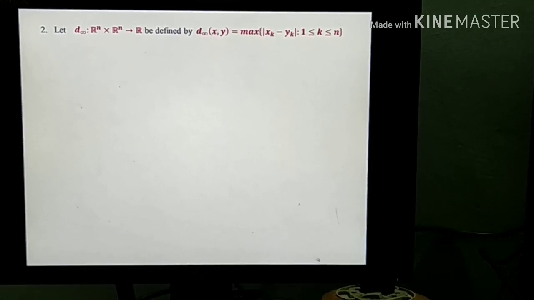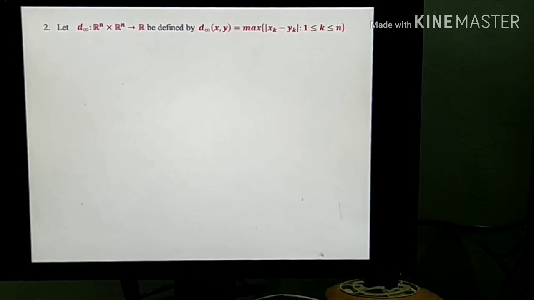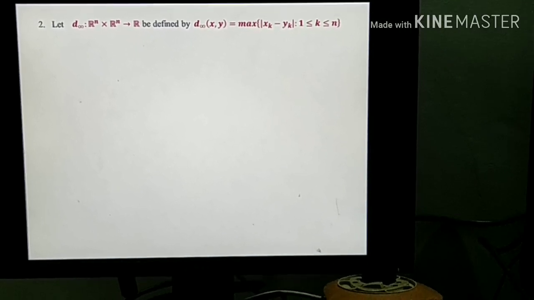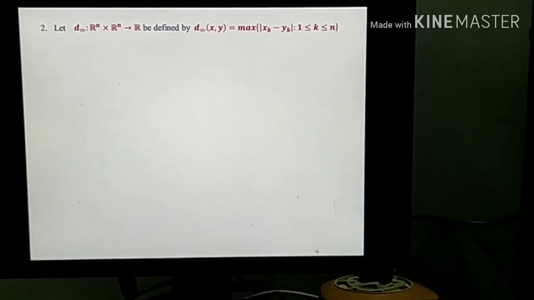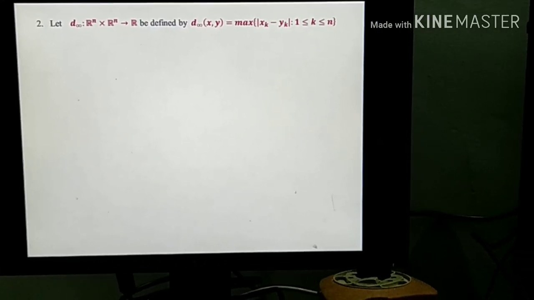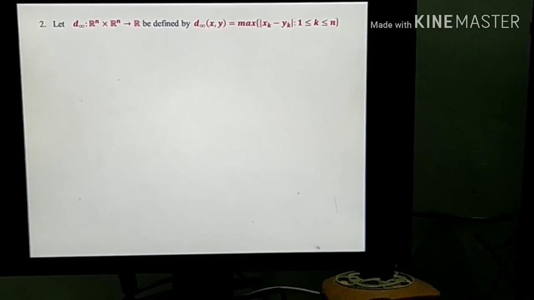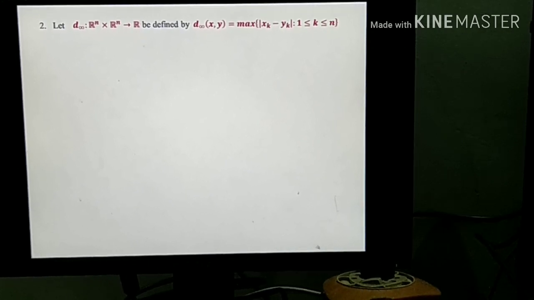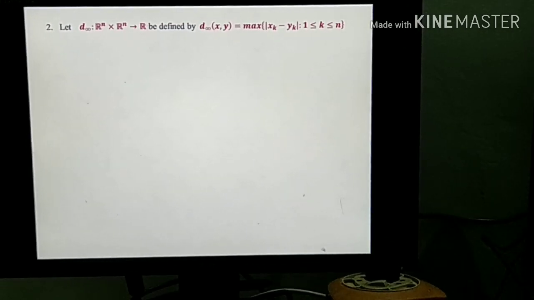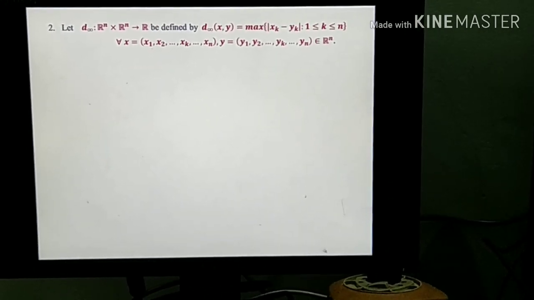And the triangle inequality can be proved by using the idea of absolute value metric on the set of real numbers. Hence, in all, we can say that d infinity satisfies all the four properties of a metric, and hence it is a metric on Rn.